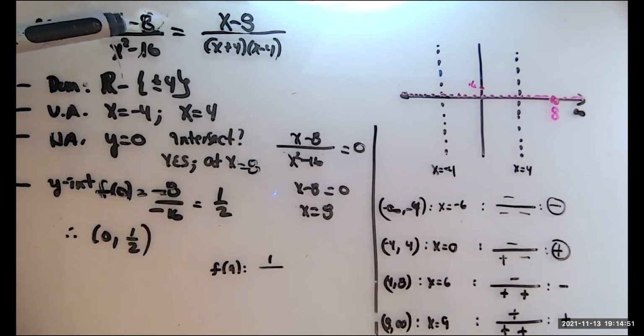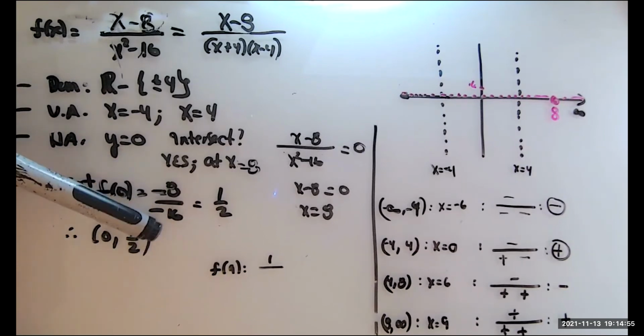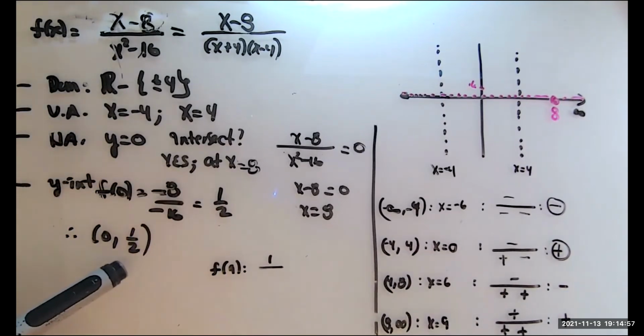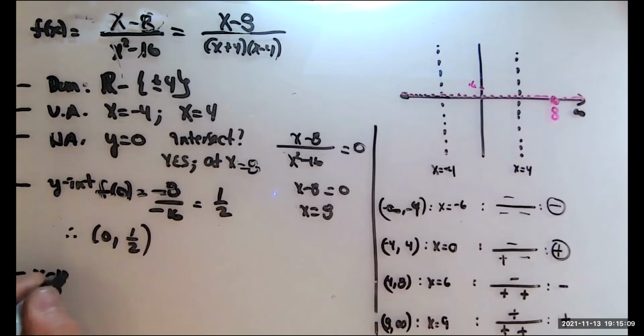Y-intercept: 0 minus 8 over 0 minus 16, negative 8 over negative 16, which is 1/2. Therefore, (0, 1/2) is my y-intercept. Let's go ahead and find the x-intercepts. Do we have any x-intercepts?